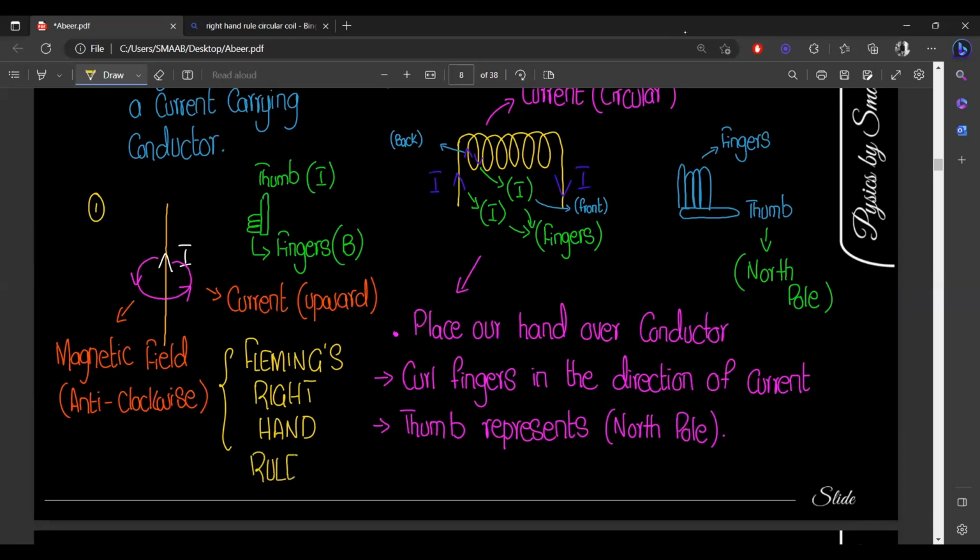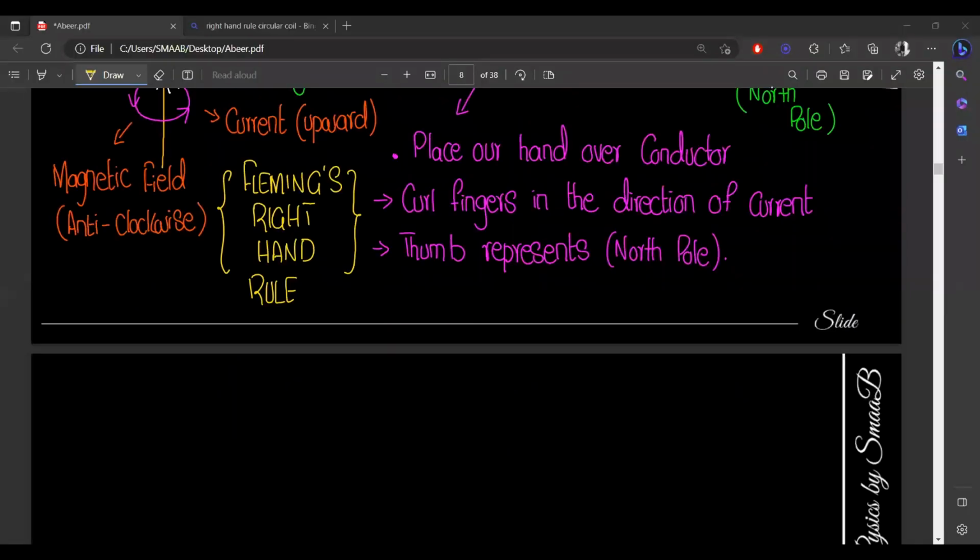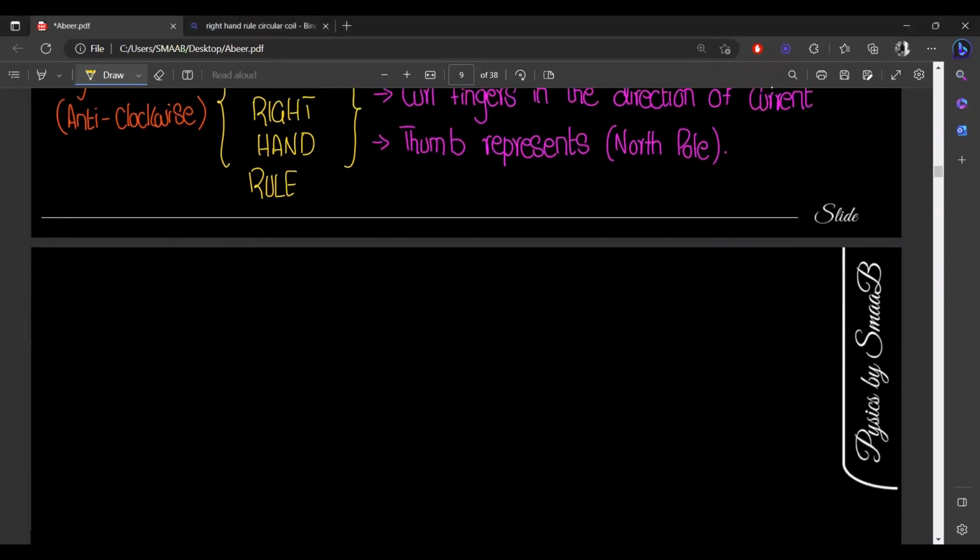So no confusion in Fleming's right hand rule, right? Yes, sir, no more. Okay. So continue with the left hand rule.